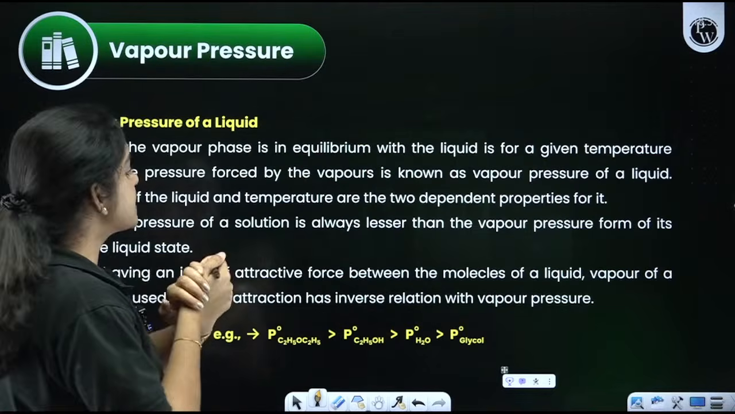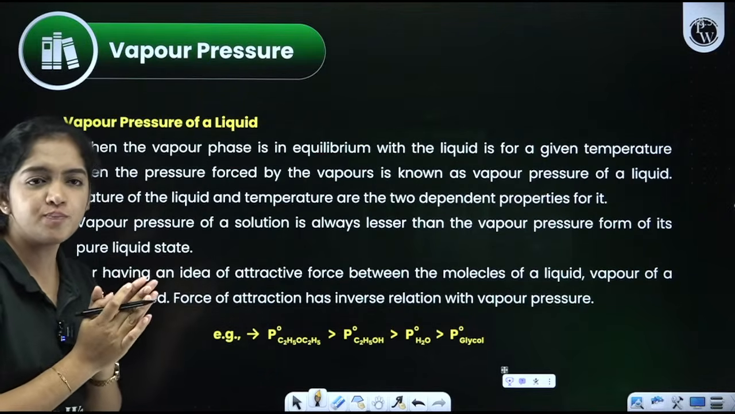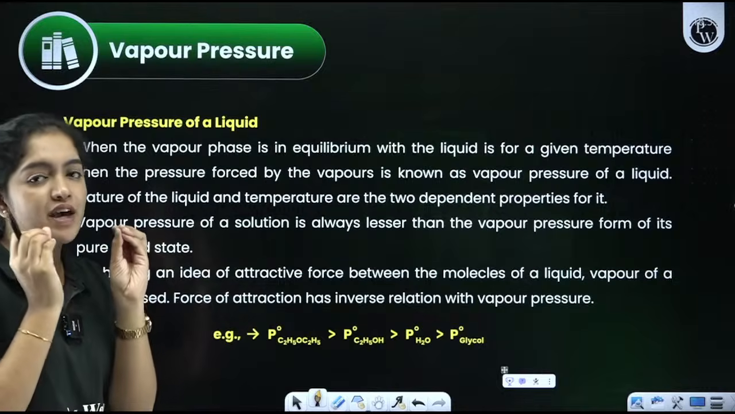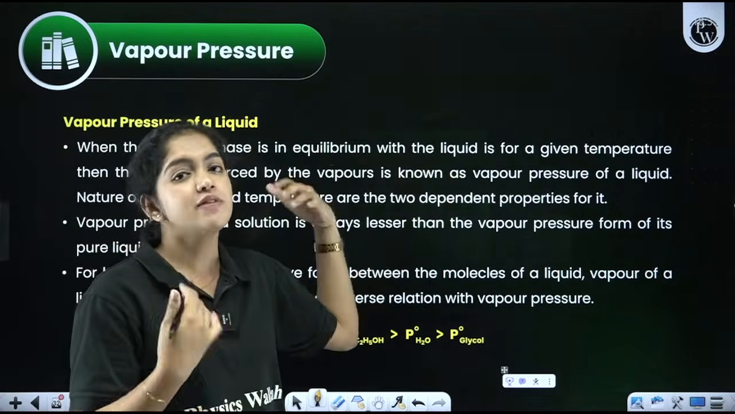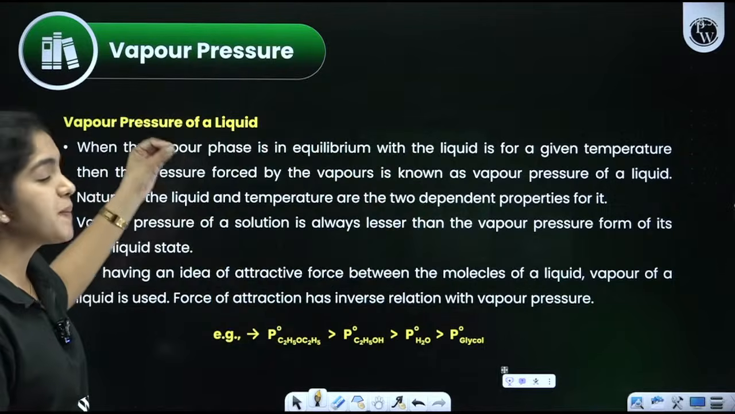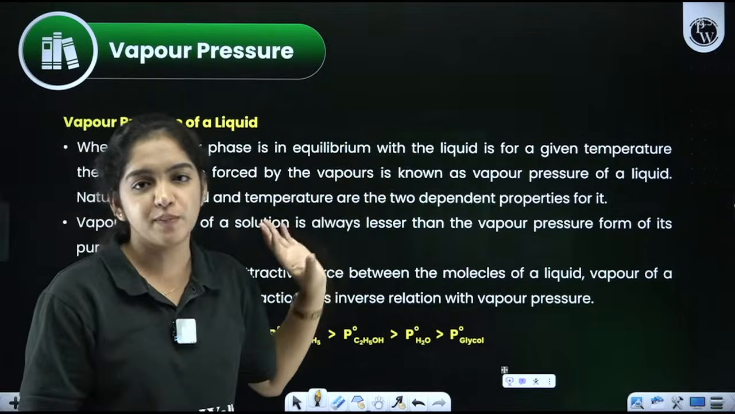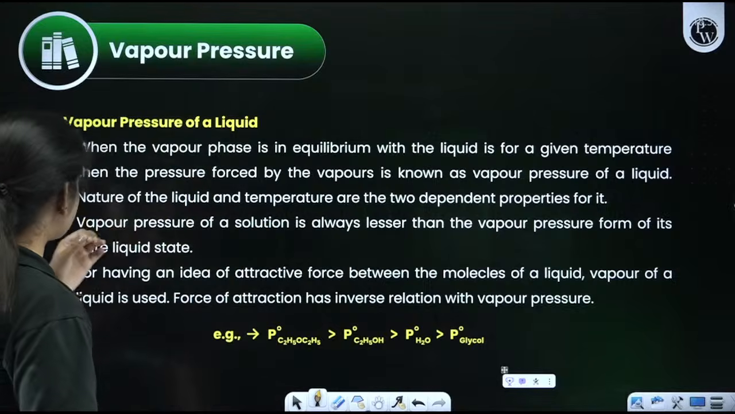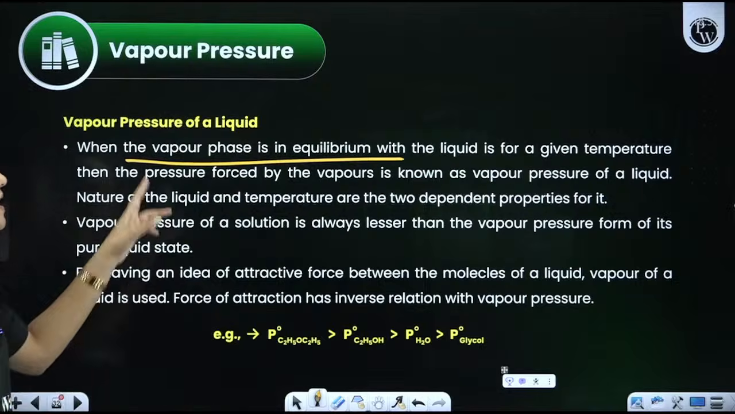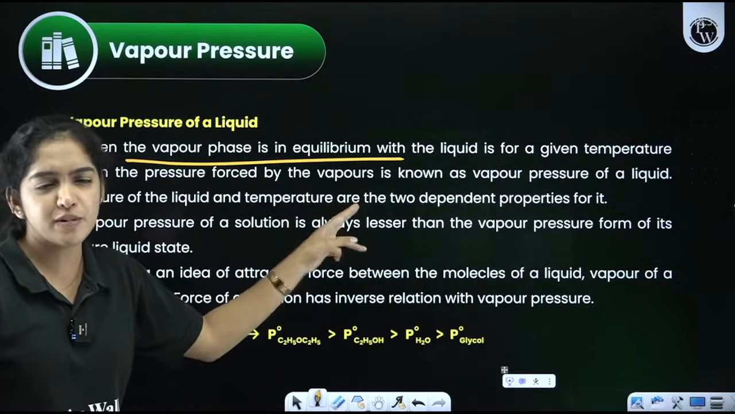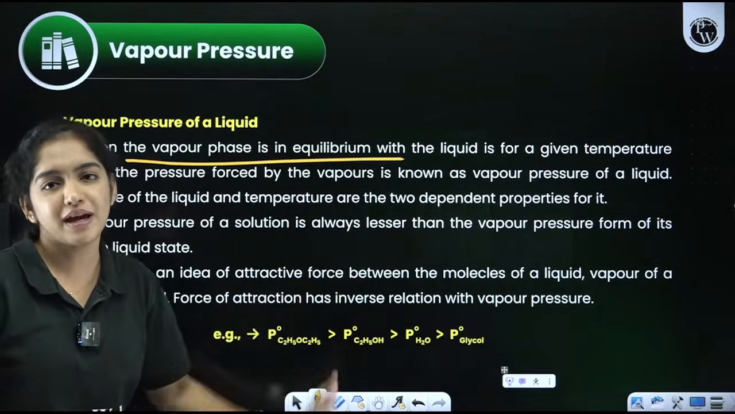Then the next one is vapor pressure. Do you know what vapor pressure is? That is a very important thing that we are going to use till the end of the chapter, also for derivation purposes. Vapor pressure is the pressure exerted by the vapors. The vapor pressure in equilibrium with the liquid at a given temperature is the pressure exerted by the vapors.